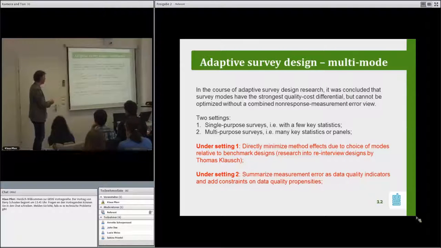So from there we started to think about what we call data quality propensities. It's a meaningless term. I don't think you can find it in the literature. We start to think about what's the propensity that a person with certain characteristics shows some kind of answering behavior, like speeding through a questionnaire, or providing a lot of don't knows, or providing a lot of item nonresponse.